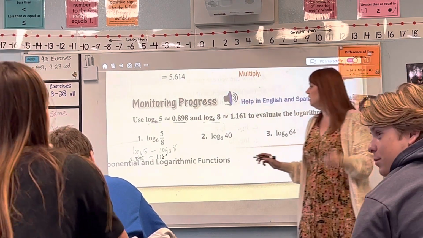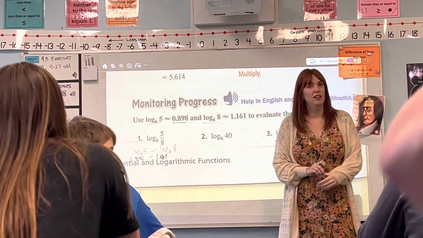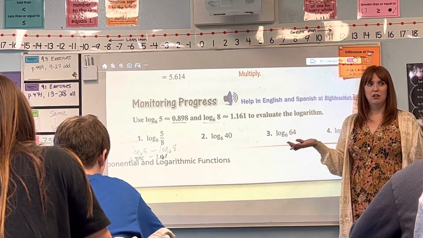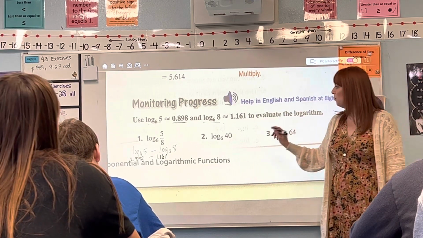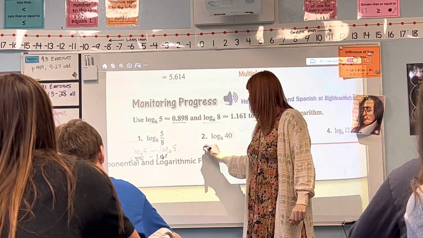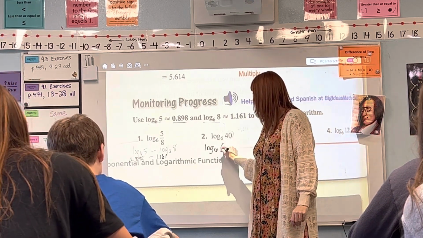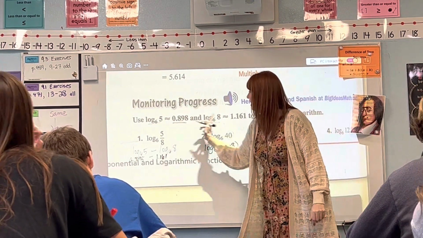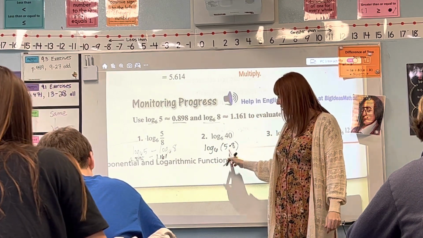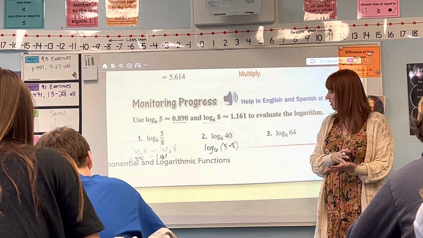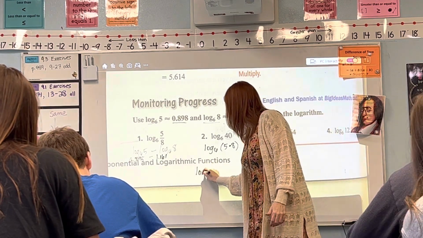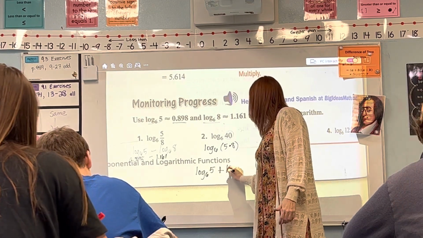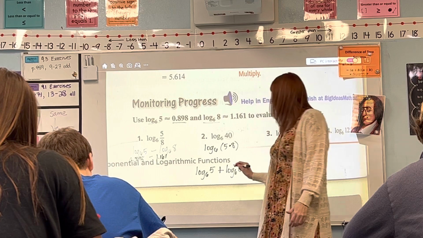Alright, so this one, we have log base 6 of 40. So if we can turn 40 into some version of 5s and 8s: 5 times 8. So we're going to change 40 into log base 6 of 5 times 8. Now we've got 5s and 8s, okay? And then change this using our product property of logs. If we're multiplying, we can change it into log base 6 of 5 plus log base 6 of 8.